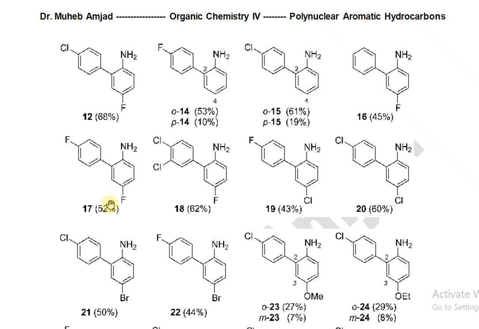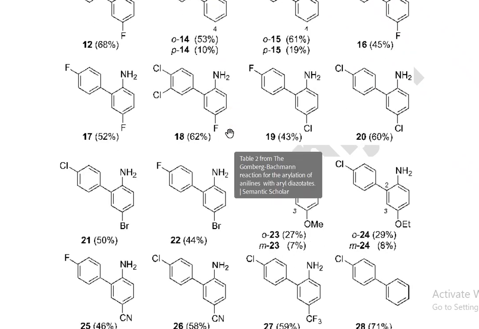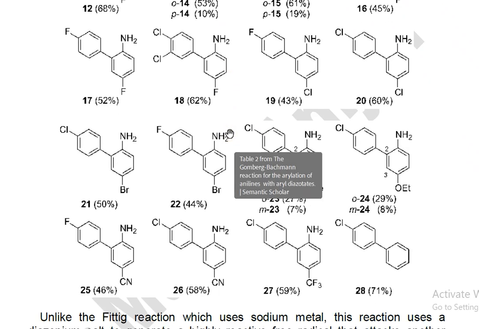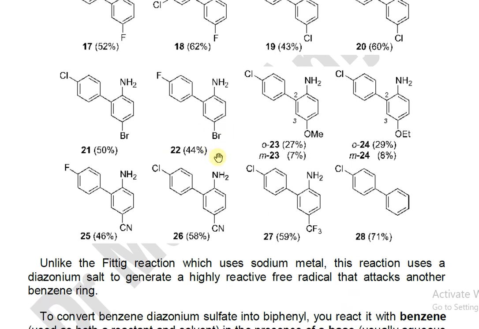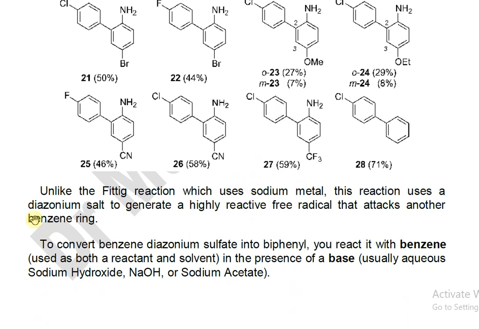So if you look, we have fluoro, chloro, like that. Very useful reactions to prepare this type of compound, all these derivatives of the biphenyl compound. And he said, unlike the Wurtz-Fittig reaction which uses sodium metal, this reaction uses diazonium salt to generate a highly reactive free radical that attacks another benzene ring.